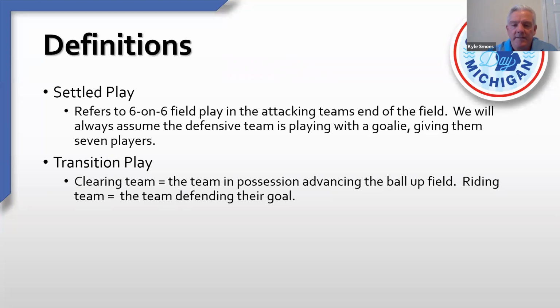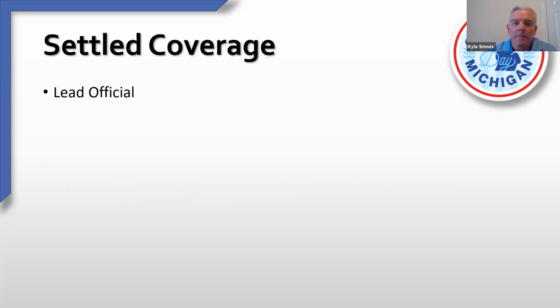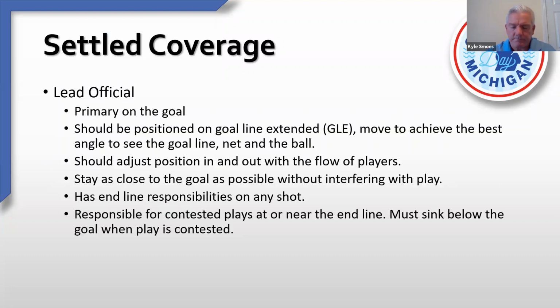And just think of it much like basketball or hockey. One team is in possession of the ball and attacking the goal, and the other team is defending their goal. So we start out in a 3-man coverage with 3 different positions. The first one is the lead official, and the lead official is the official that will be closest to the goal in settled play.